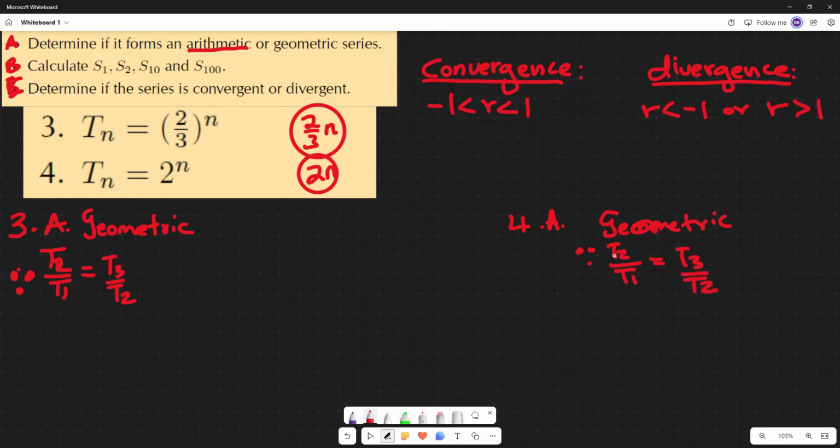To make it even easier, you can get T1, T2, T3 and substitute and show that indeed the value is the same. This we call a constant ratio. Okay, perfect. And then they want me to calculate the sum of the first term, the sum of the second term, the sum of 100 terms. I'll just do S10 for both. Can you please do S100 and leave your answer in the comment section?